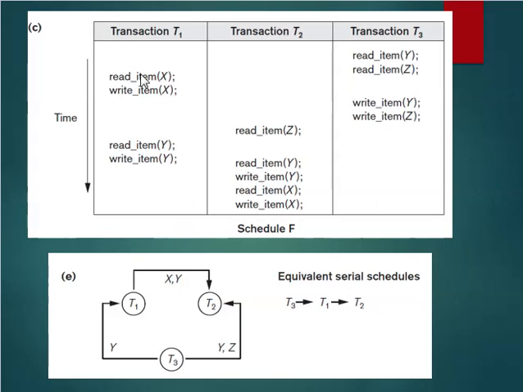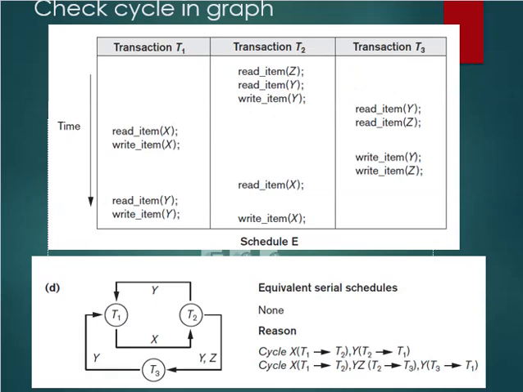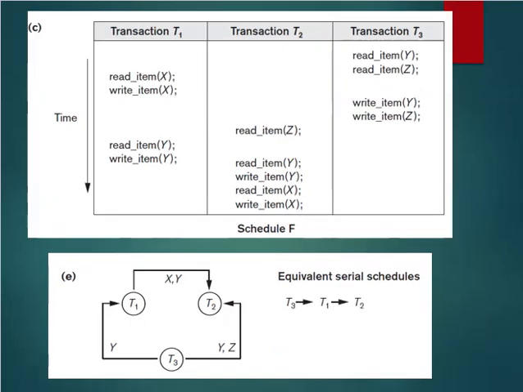So this is the second example. Here you can see you have again three transactions. It is scheduled in a different manner. I think the same operations are here, but it is in a different order. So the schedule is in a different order.